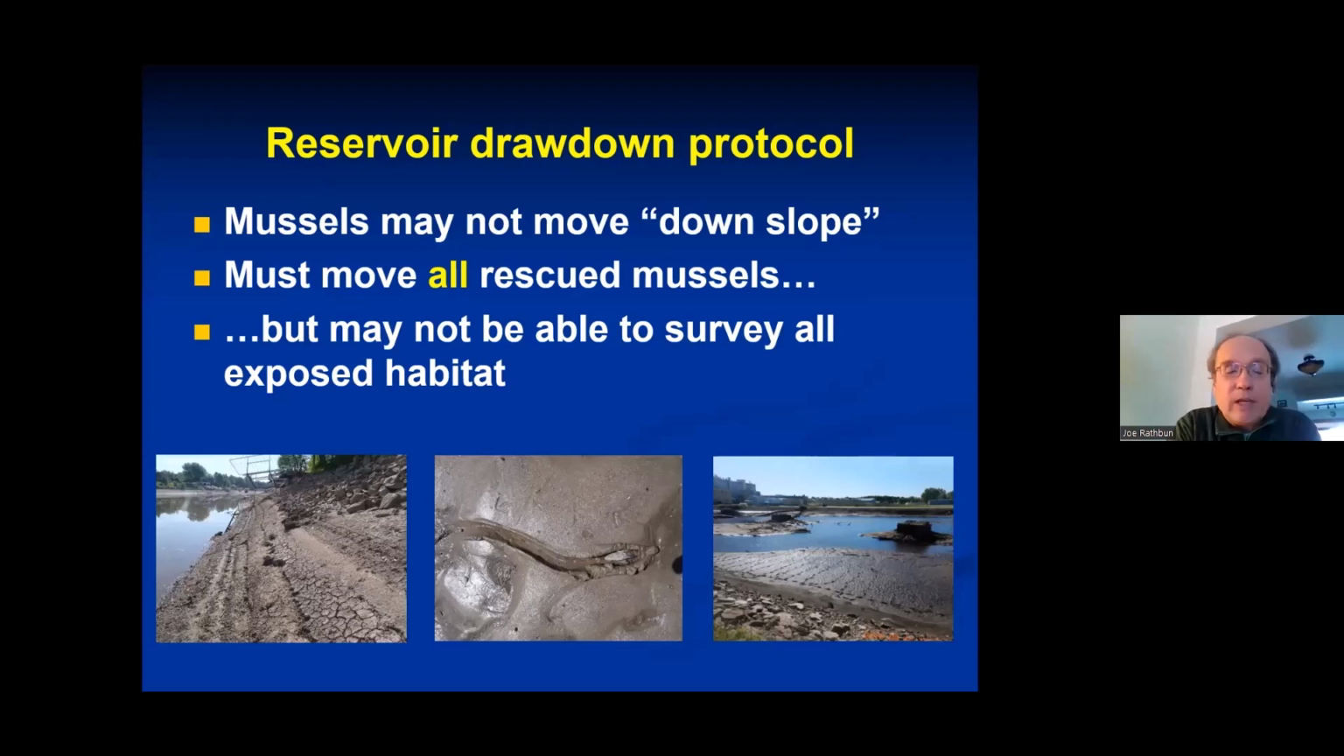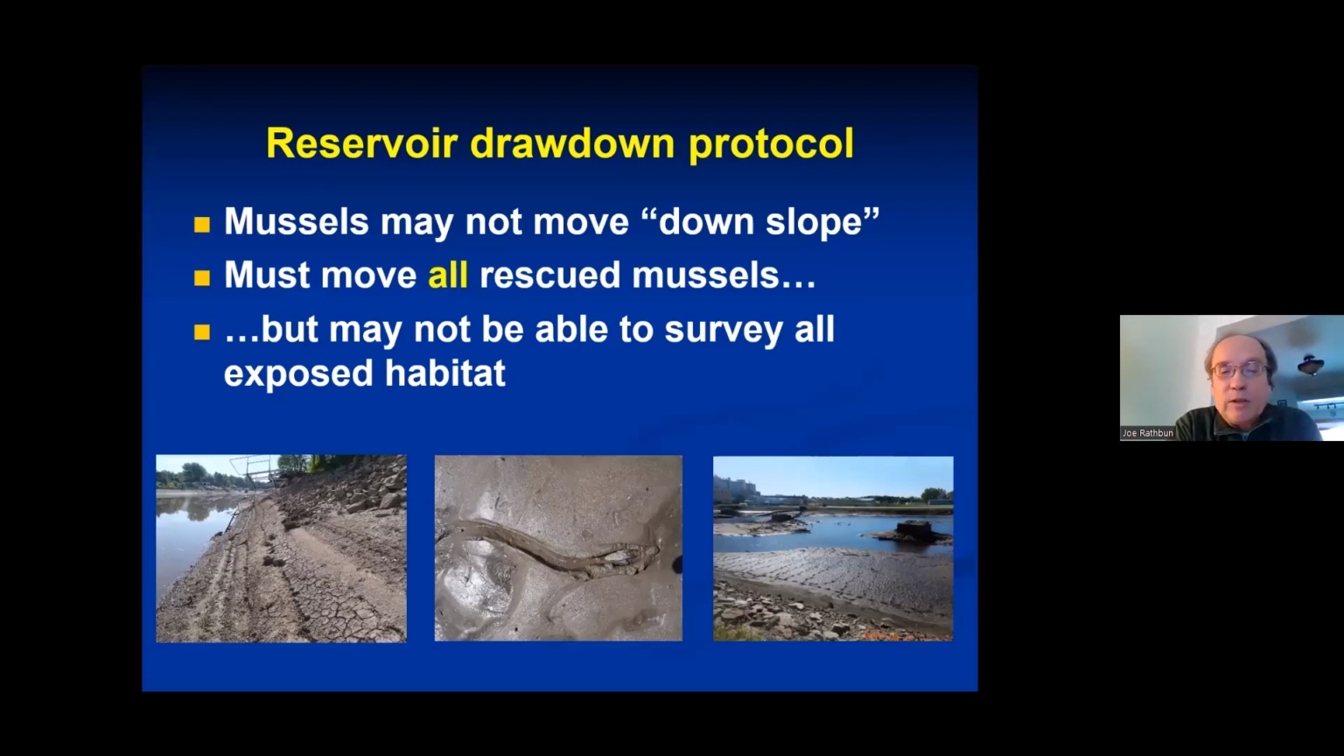Some will bury themselves for a couple of days, and if the water doesn't come back, they will surface and try to move. Just try to move. Typically, they move in random directions, not down towards the water, so that doesn't help. And a few species do start to move right away, but again, they move in random directions most typically. So reservoir drawdowns are hard.